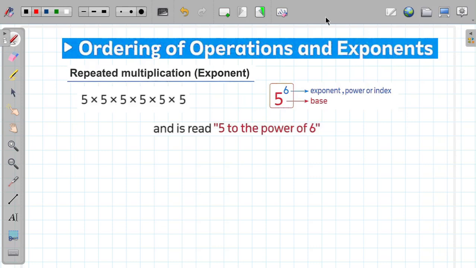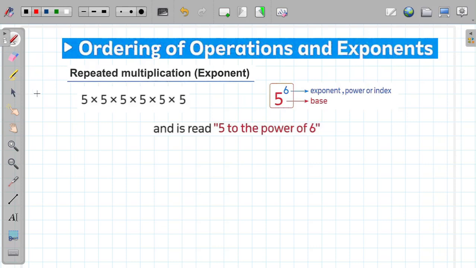Imagine if I told you that I want to calculate 5 multiplied by itself 6 times. So I have here 5 by 5 by 5 by 5 by 5 by 5. 1, 2, 3, 4, 5, 6. How would we write it, and how would we calculate it quickly? That's what we are going to learn in our lesson today.